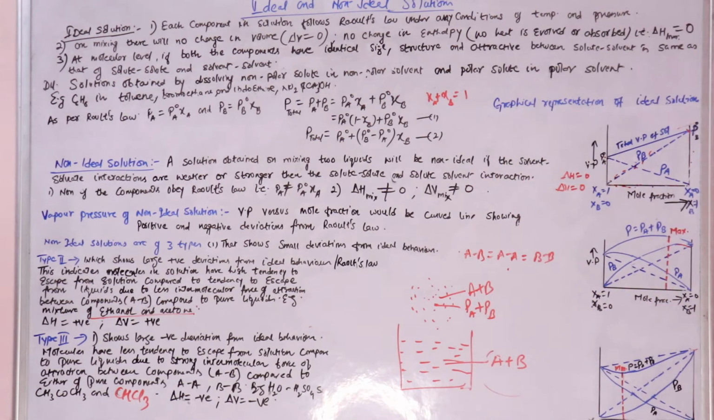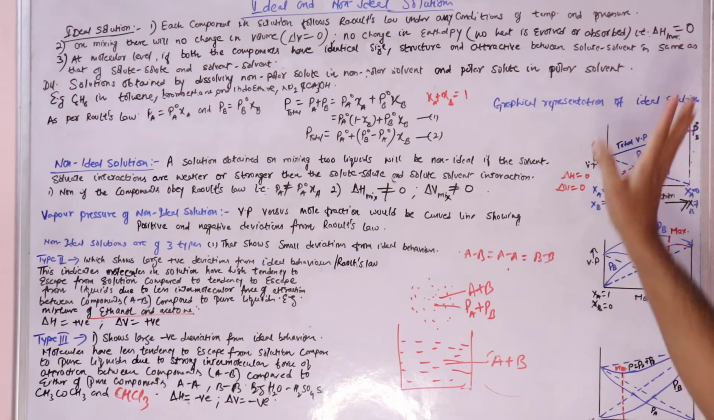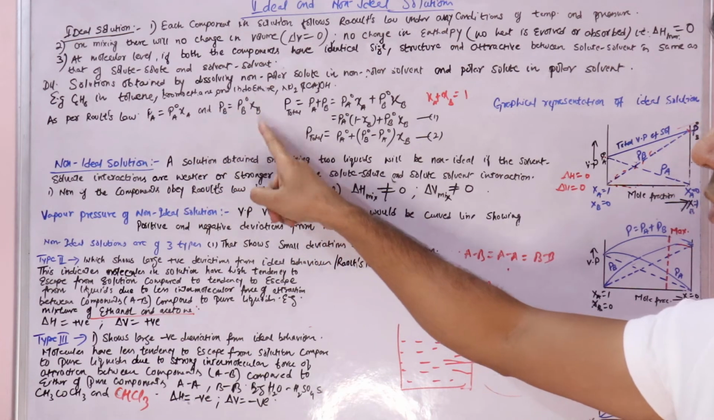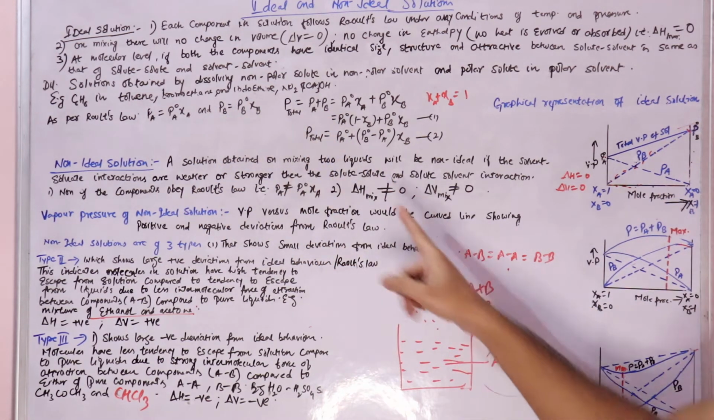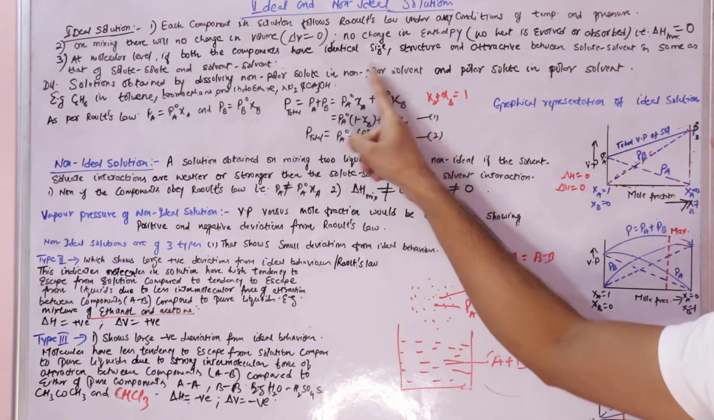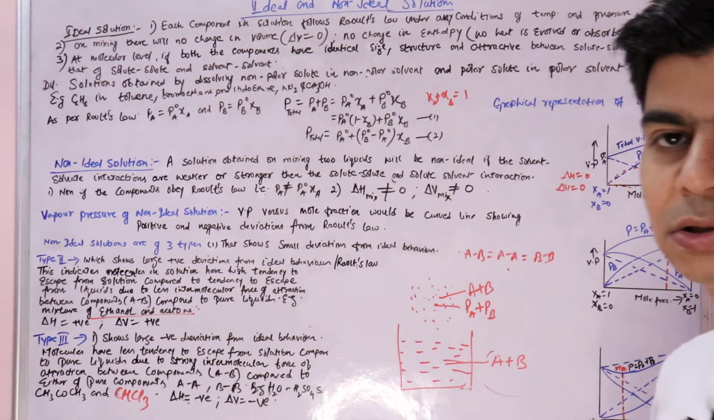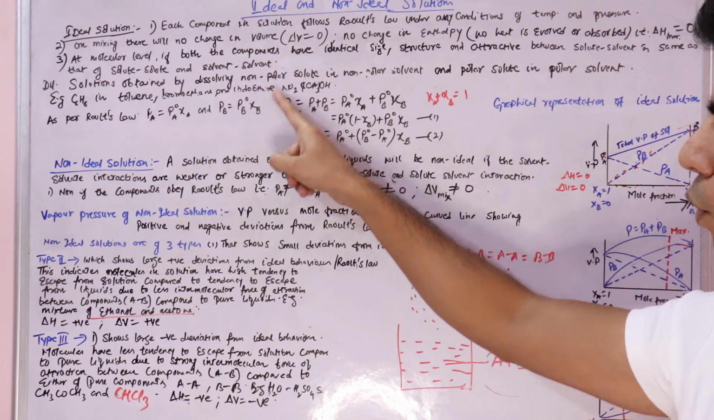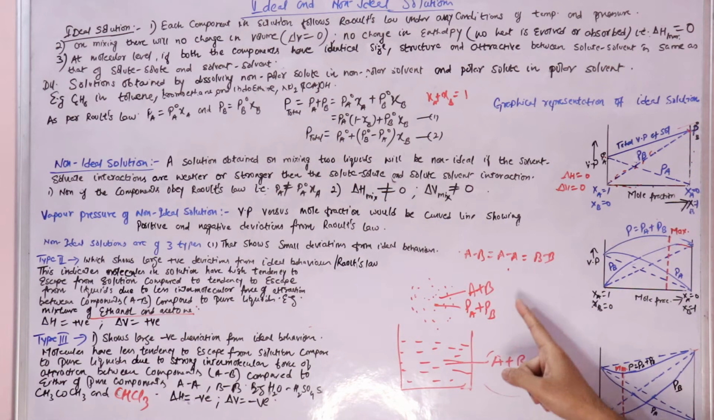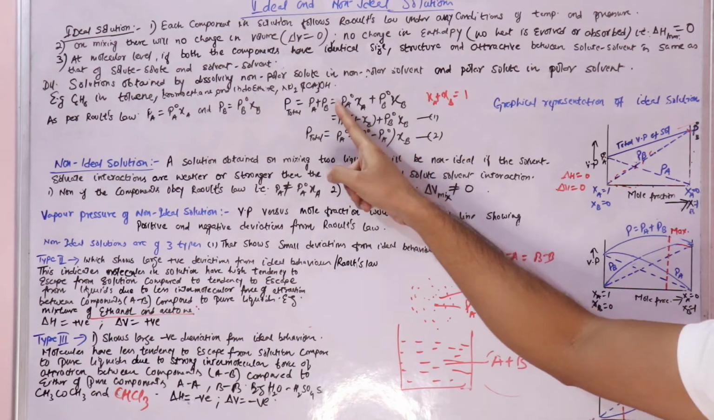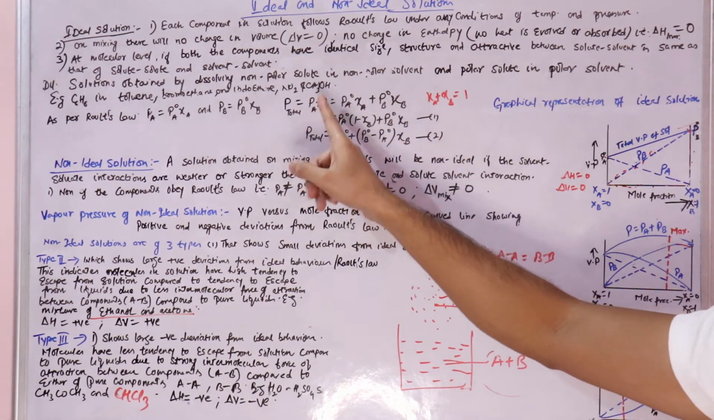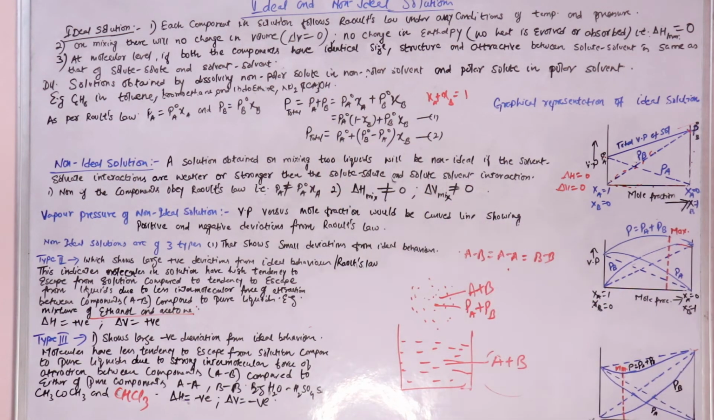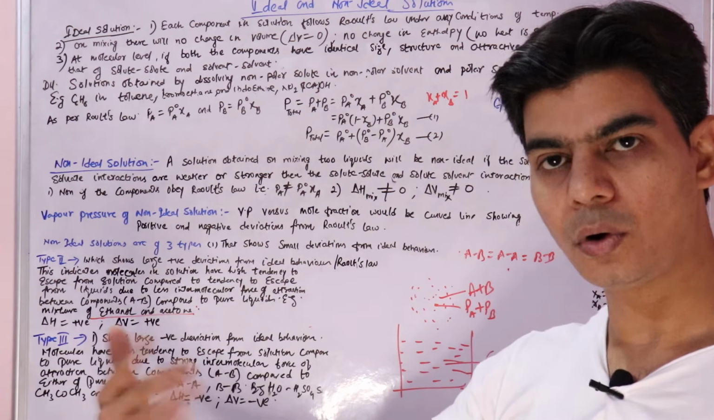Now, what are non-ideal solutions? Solutions that do not comply with Raoult's law, for which PA is not equal to this, PB is not equal to this, and the sum of PA plus PB is not equal to this. Those are non-ideal solutions. Now we will see why it does not comply with these, and why the total vapor pressure above is not equal to the sum of the partial vapor pressure due to A and partial vapor pressure due to B. It is either more or less, right?